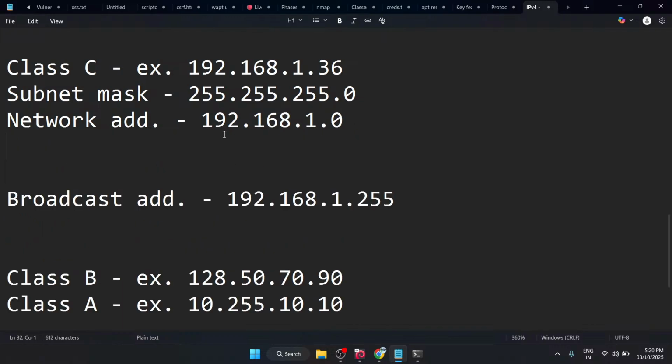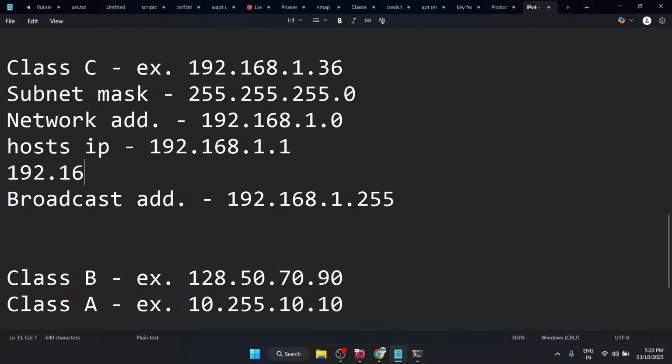Now, what about the host? What I mean by host is that on this particular network, there can be so many systems that can sit upon this network. What will be the host IP addresses? They'll go like 192.168.1.1, 1.2, 1.3, and so on, and ultimately the last host IP is gonna be 192.168.1.254.